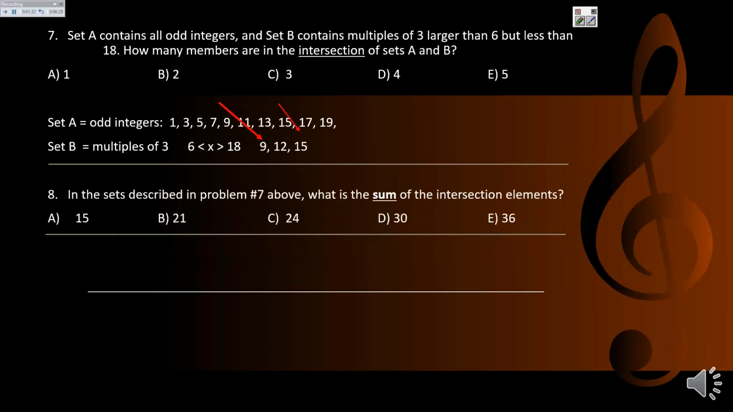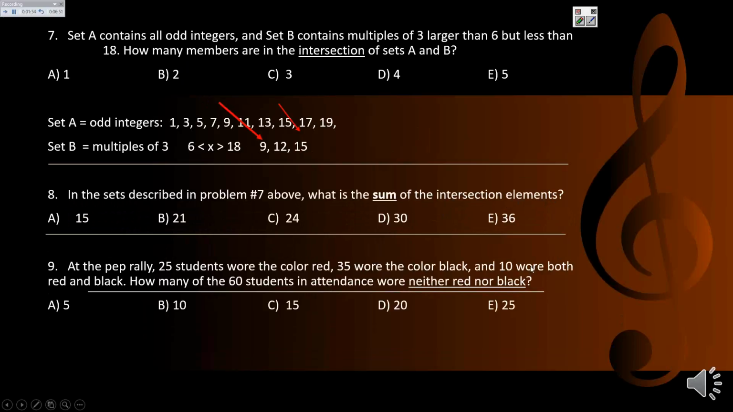Next question says, in the sets described in problem 7, what is the sum of the intersection elements? This question is just simply trying to find out if you know what intersection elements means. So 9 plus 15, that's all you have to do is add that.